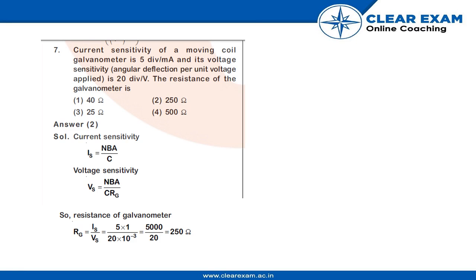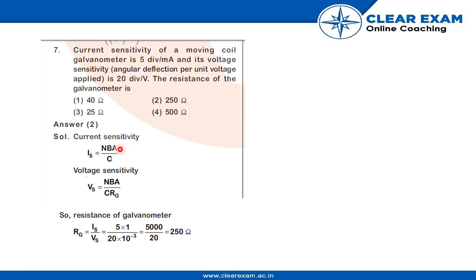Hello everyone, so here we have a question that says the current sensitivity of a moving coil galvanometer is 5 div by milliampere and its voltage sensitivity is 20 div by volt. We need to calculate the resistance of the galvanometer. We know that resistance is voltage upon current, so current sensitivity upon voltage sensitivity.